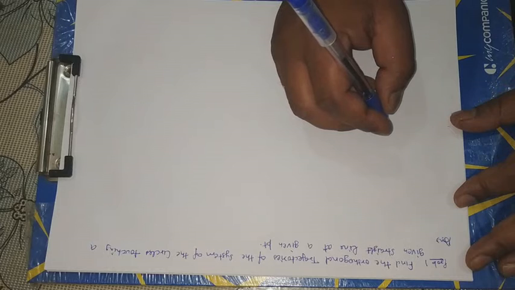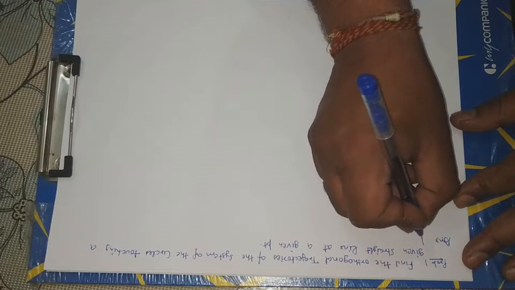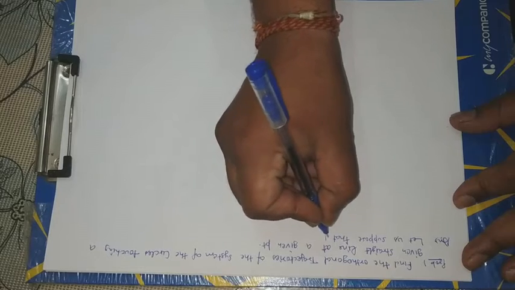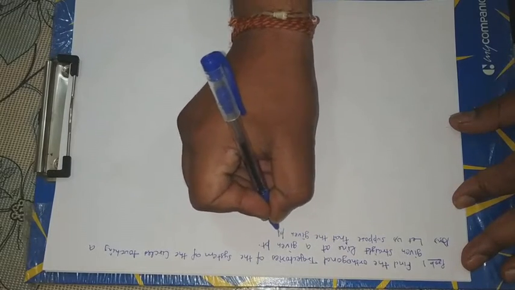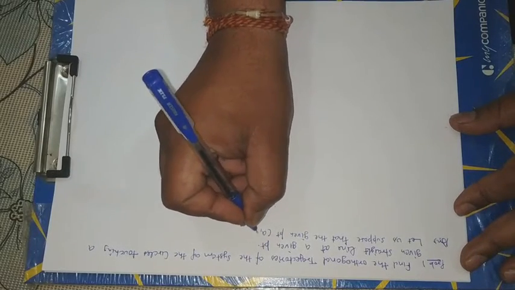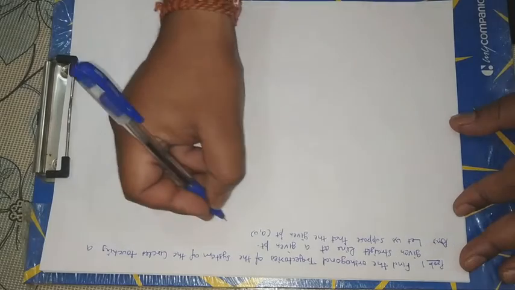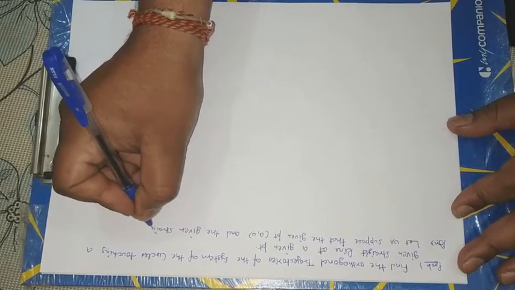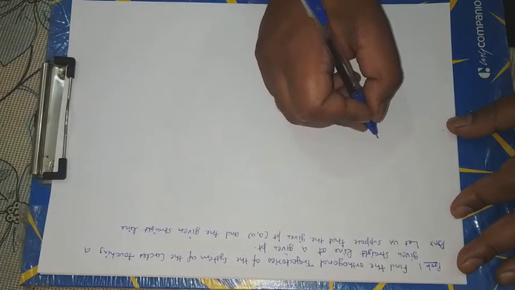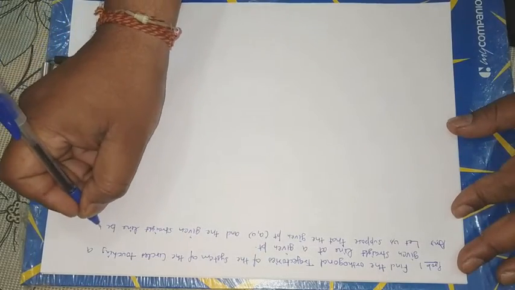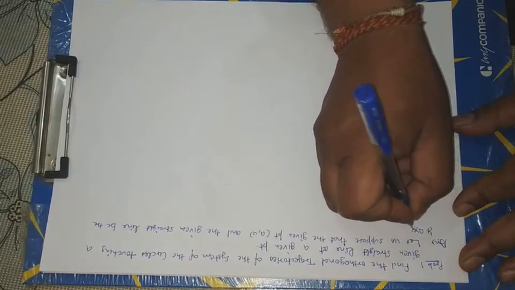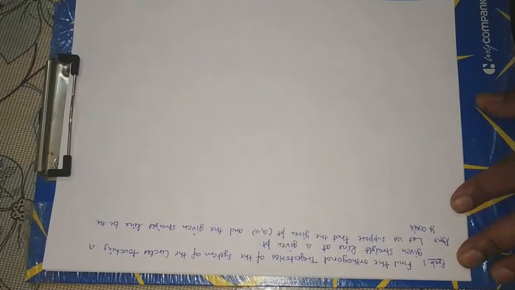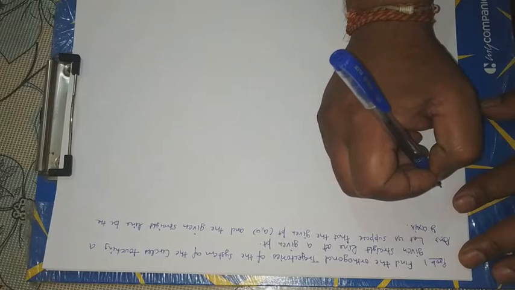Now the solution is: let us suppose the given point is (a, 0) and the given straight line be the y-axis. Let a be the radius.